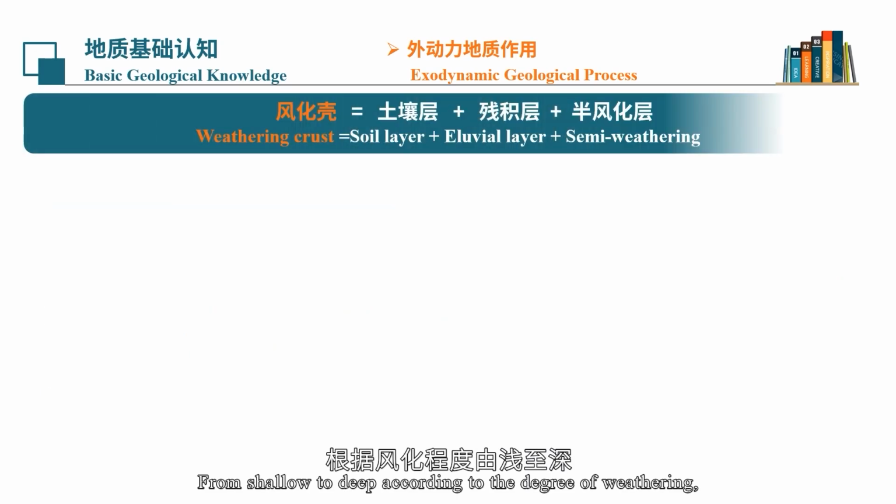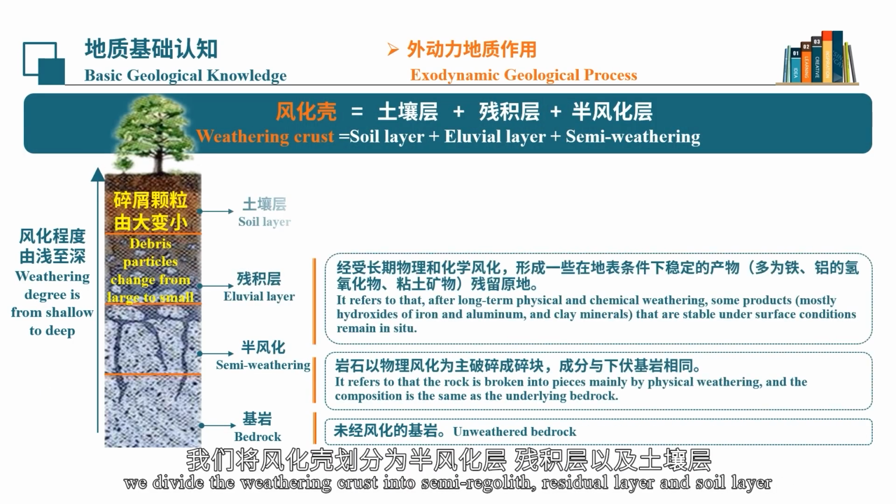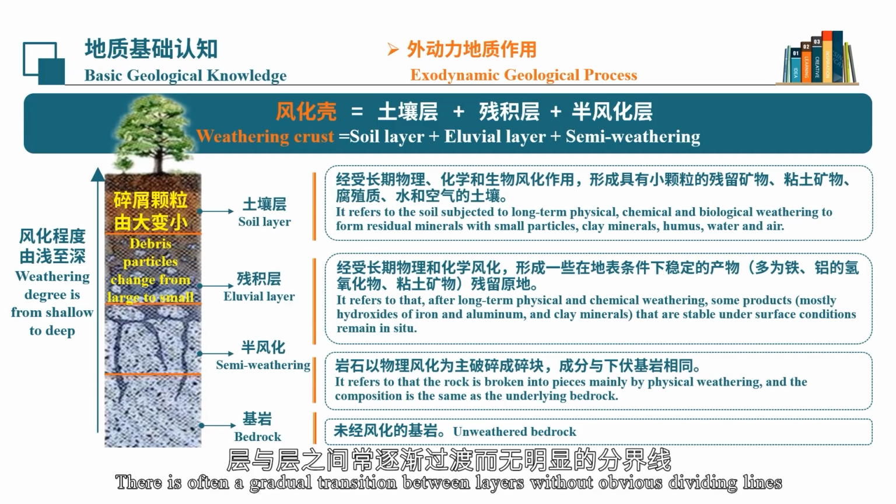From shallow to deep, according to the degree of weathering, we divide the weathering crust into semi-regolith, residual layer, and soil layer. There is often a gradual transition between layers without obvious dividing lines.